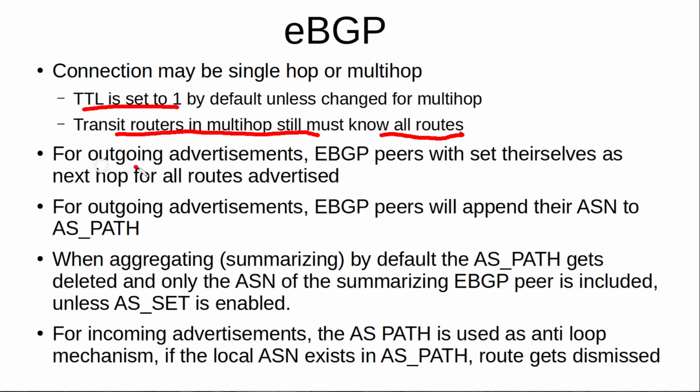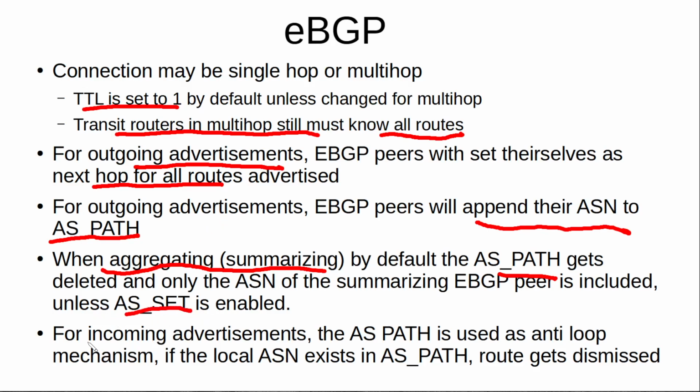So for outgoing advertisements, EBGP will set itself as the next hop for all routes, and it will append its autonomous system number to the AS path. So on EBGP peering, that will happen for advertised routes. If you are summarizing, or aggregating as BGP names it, the AS path will get deleted, and only the autonomous system number of the device that is summarizing will exist in the AS path, or you can enable the usage of an AS set.